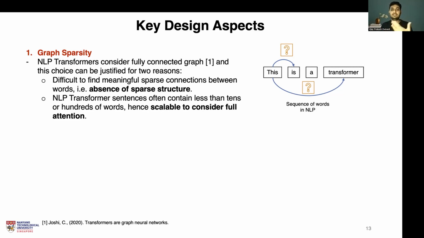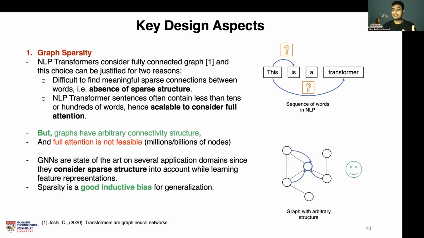It becomes feasible to consider full attention, because when we do quadratic for, let's say, a 1,000 word sentence, 1,000 times 1,000 is feasible on memory. But in the case of graphs, full attention may not be feasible, because there are several data domains where there are millions and billions of nodes in the graphs, and at the same time graphs have mostly arbitrary connectivity structure, which provides us with a rich source of information about the data that we're dealing with.